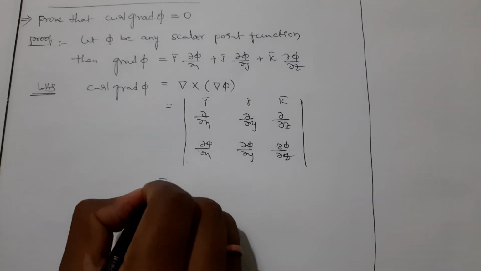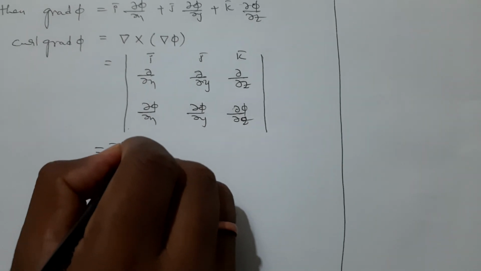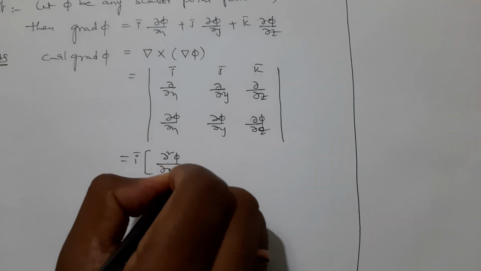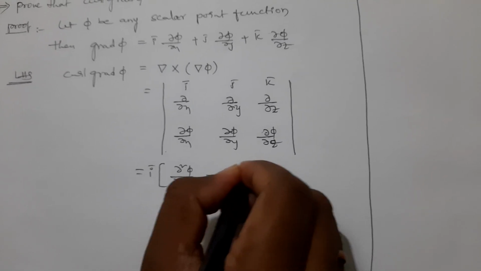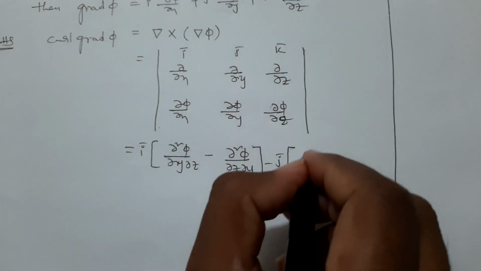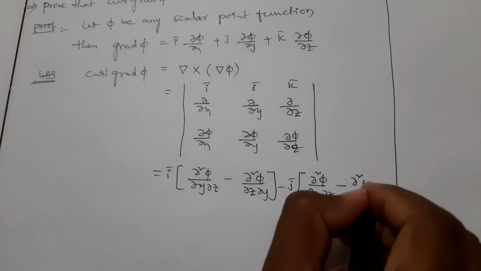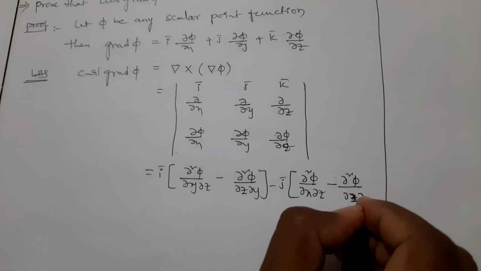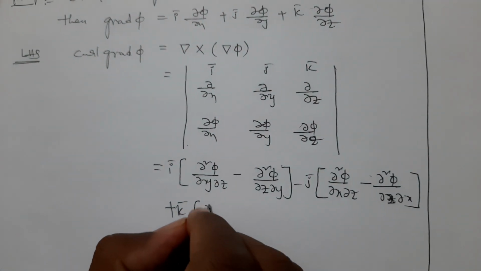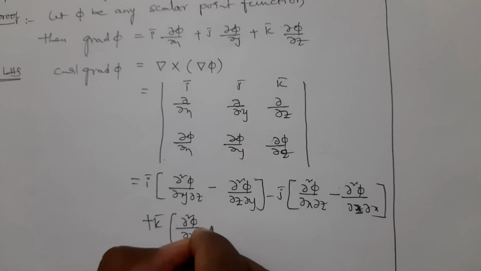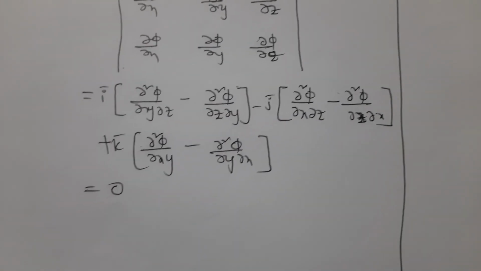Expand the determinant, we get i bar into dou by dou y of dou pi by dou z, that is dou square pi by dou y dou z minus dou square pi by dou z dou y, minus j bar into dou square pi by dou x dou z minus dou square pi by dou z dou x, plus k bar into dou square pi by dou x dou y minus dou square pi by dou y dou x. All the terms are cancelled, that is equal to 0.